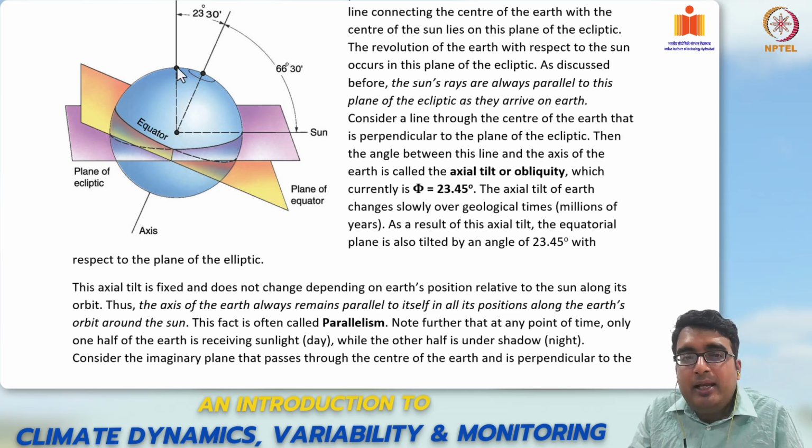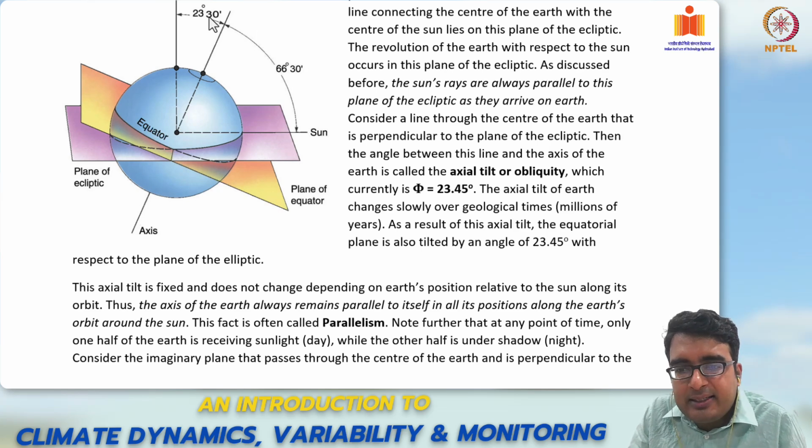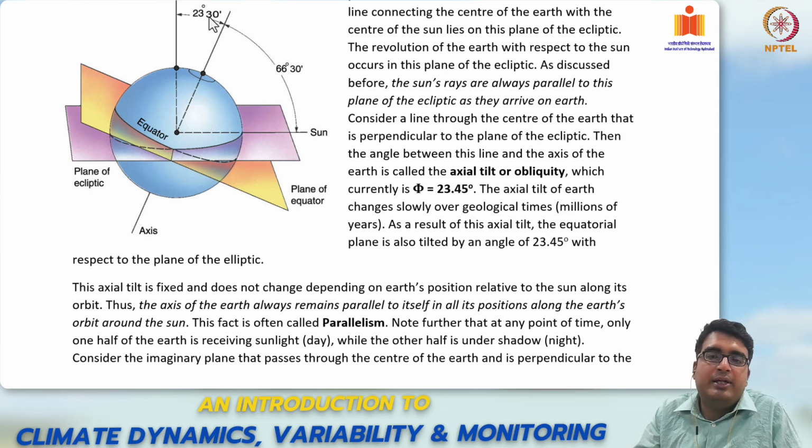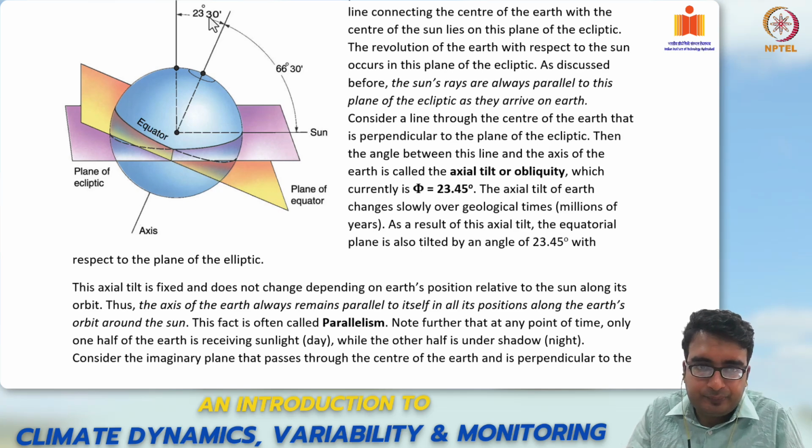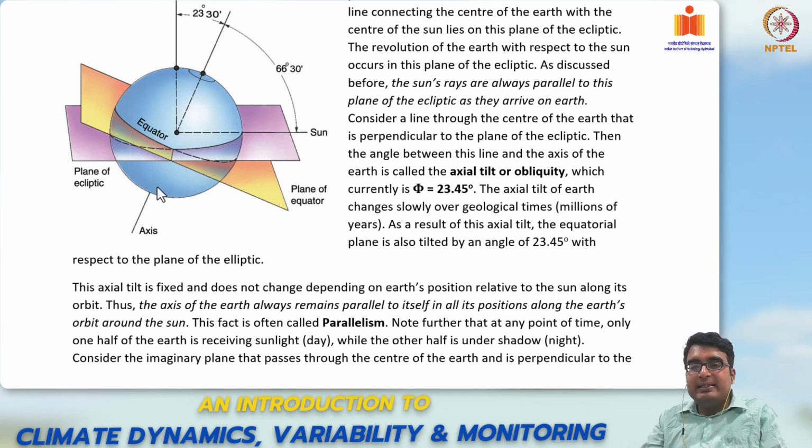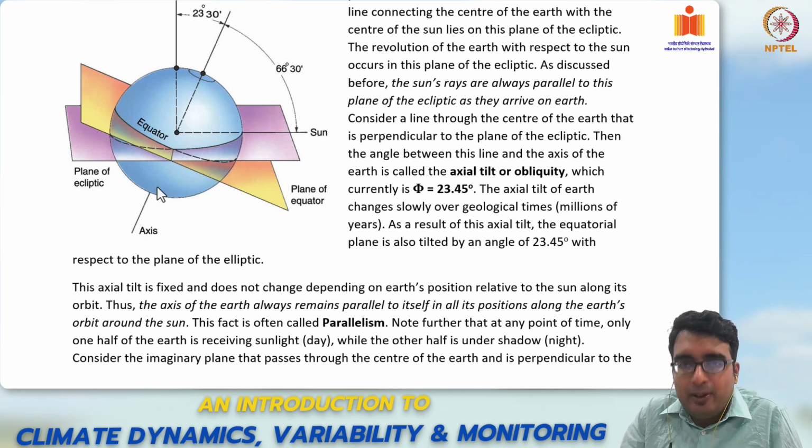The perpendicular line cutting through the center of the earth and perpendicular to the plane of ecliptic, the angle between that and the axis of the earth is the axial tilt or obliquity. This is 23 degrees 30 minutes in angle or 23.45 degrees. This axial tilt is a constant value for our case, even though it changes by small amounts over millions of years.